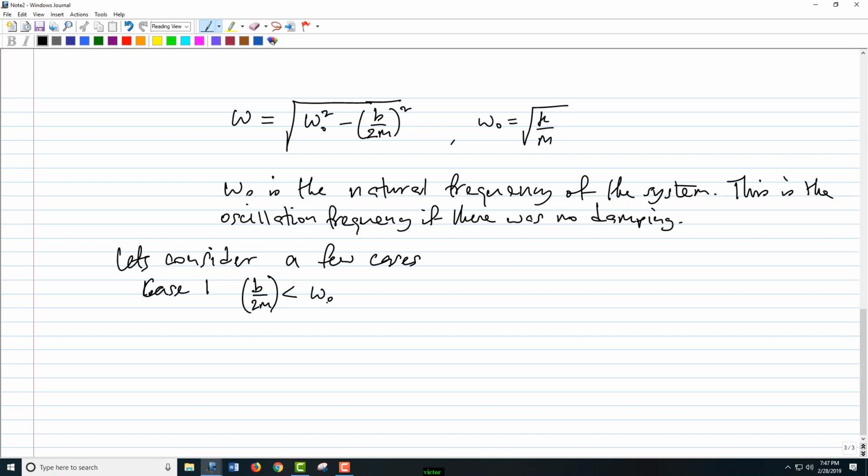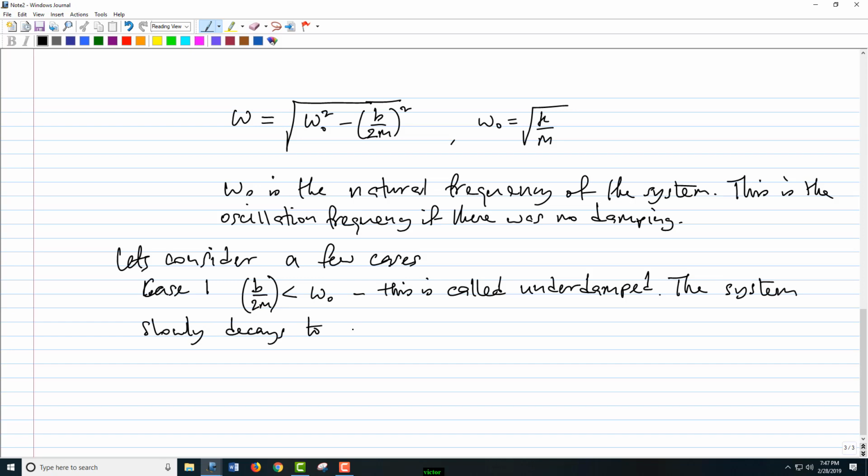In this case, this is called an underdamped system, and we can say that the system slowly decays to a stop. If you plot a graph, it will look this way. So you think of the displacement or the amplitude as a function of time, and it starts off oscillating, but the oscillation slowly decays to 0. Let's look at another case.